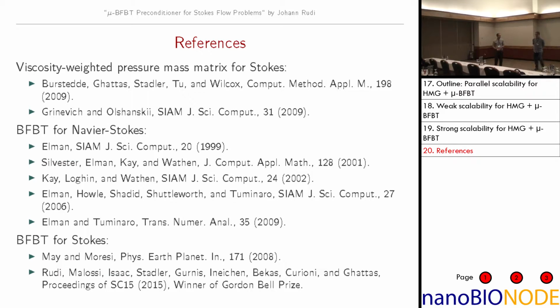More questions for Johann? So in this strong scaling, you have this tailing off. Can you explain why that was happening from 4,000 to 30,000? Yes.